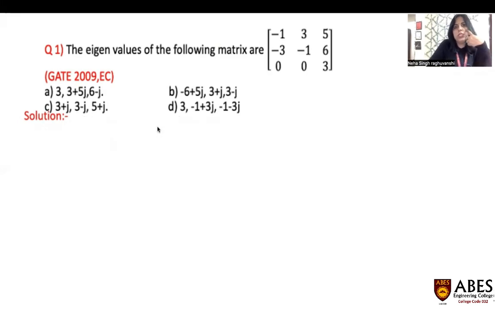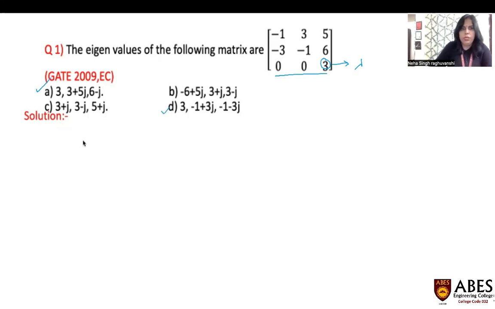I am talking about this row. This is the last row: 0, 0 and 3. In this row, we have two zeros and only one non-zero element, that is 3. This 3 would be one of the eigenvalues of matrix A. So the first eigenvalue is 3. That is confirmed. So you can see option A has 3, and option D. So which one is correct?